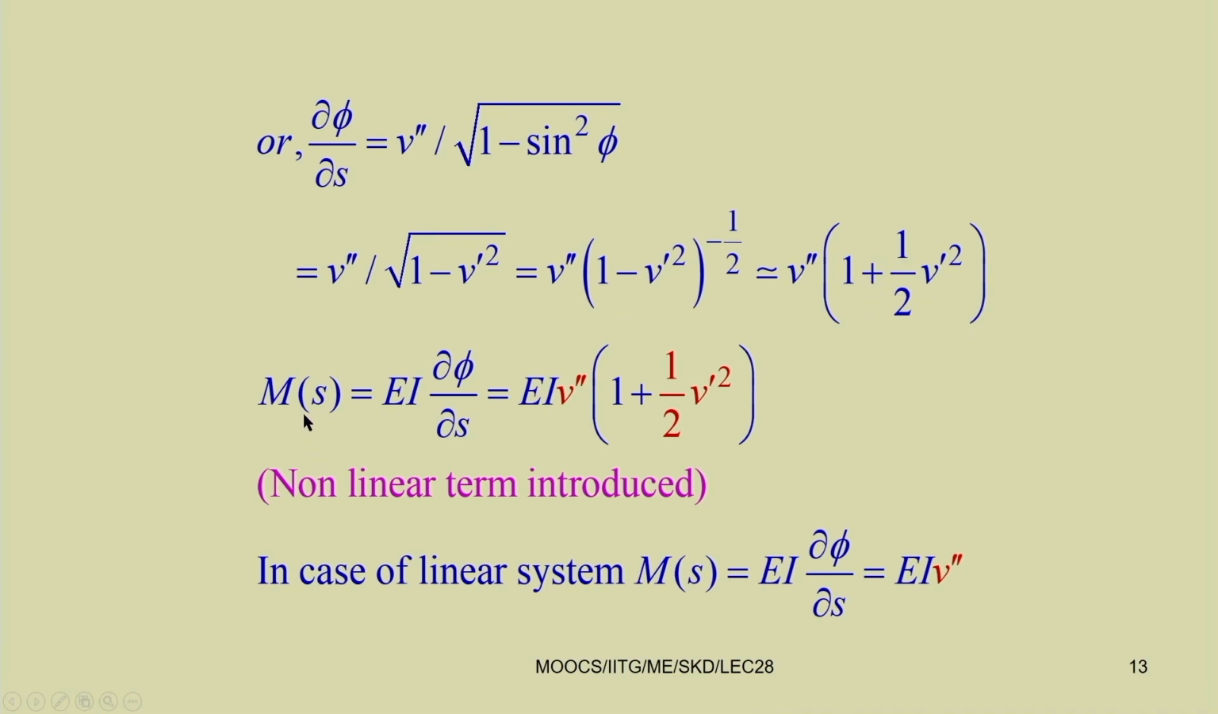So, you can see Ms can be written as E I V double dash into 1 plus half V dash square. Here this is the nonlinear term introduced in this case. In the case of a linear system, it is simply E I del phi by del S equal to E I del square V by del S square. Particularly this equation is used in strength of materials for finding the deflection of beams. If it is nonlinear, we have added this term. To make the system further nonlinear, one may add more higher order terms also.